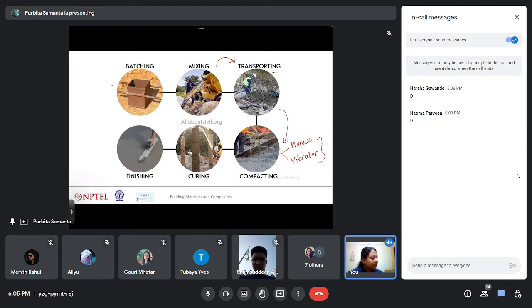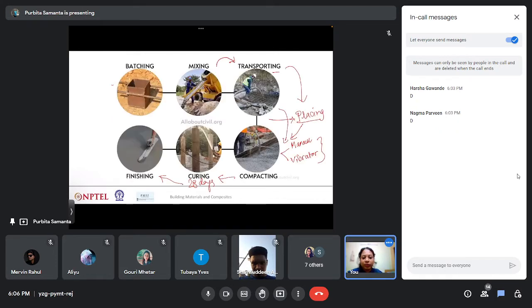Also, there was another step involved which is not mentioned here, that is placing. After transporting, what comes is placing, and with the help of framework or shutter work, we can place the concrete in position. And then after compacting, the concrete needs to be cured for 28 days or 4 weeks so that it can gain its appropriate strength, and then finally we can do the finishing on top of it. So this is basically the step by step procedure of making concrete.